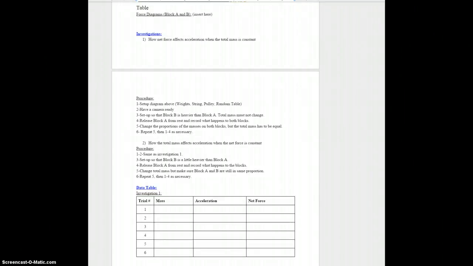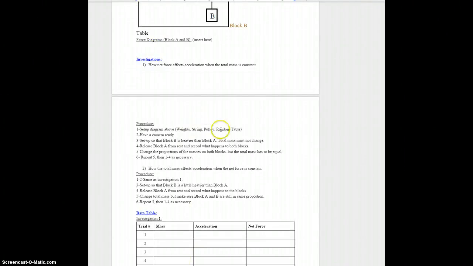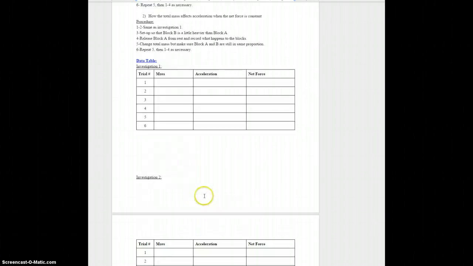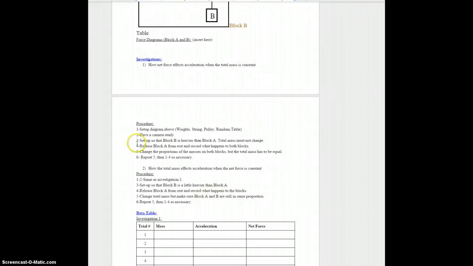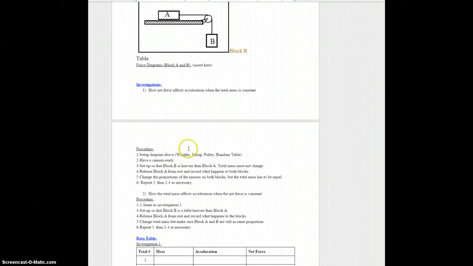What are you going to do? Well, we set up a diagram: weights, string, pulley, and a table. Have a camera ready, so you can take pictures or videotape it. It helps when you graph it on Logger Pro. Set up so that block B is heavier than block A. Total mass must never be changed.